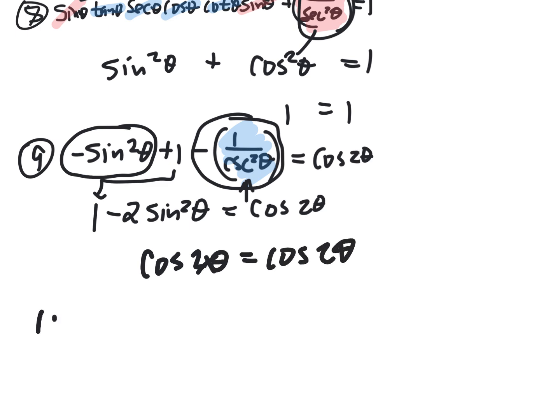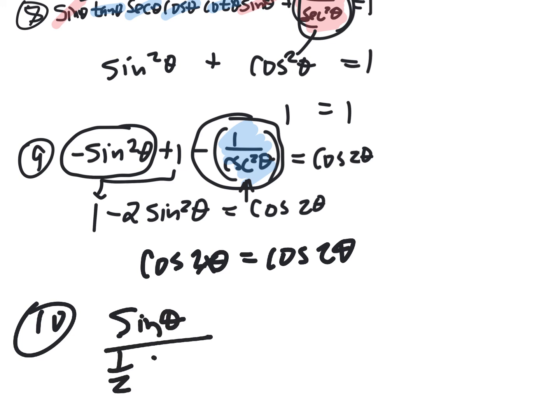All right, number 10. Realistically, probably the last one we'll get to. Sine theta over 1/2 secant theta. Show that that simplifies to sine of 2 theta. I'll pause for a second while you give this last one a try.